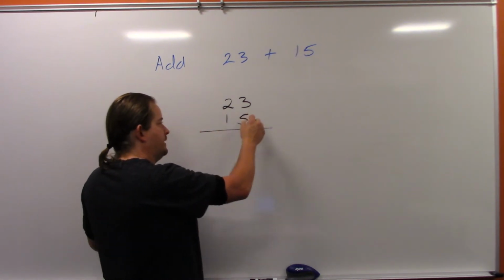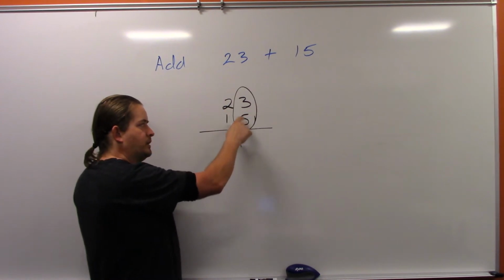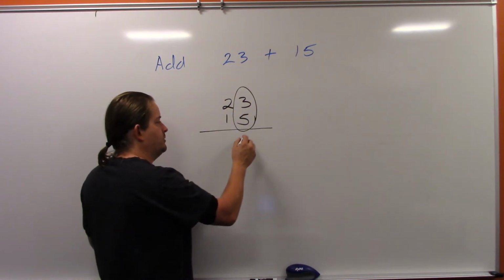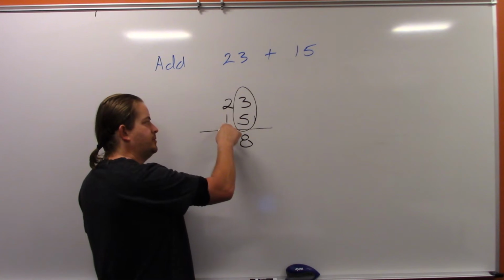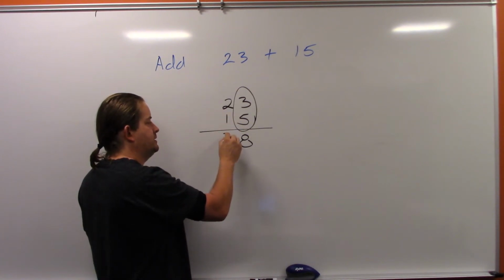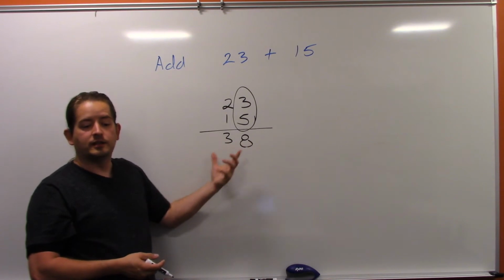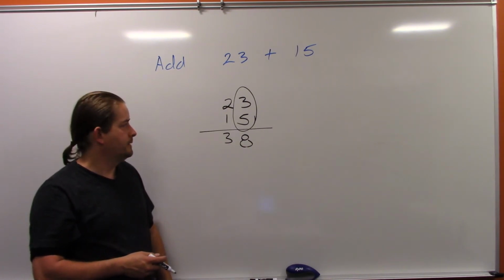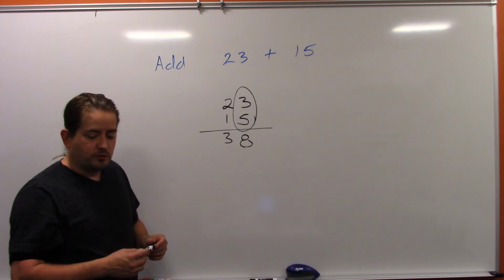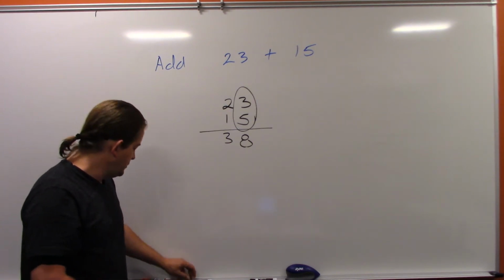Right? And then I just start with the 1's. I'll add my 1's together, 5 and 3 is 8 1's, and then I just add my 10's together. 2 and 1 is 3, 3 10's, so I have 3 10's and 8 1's, that's the number 38, right? And the stacking works for any addition that you have to do.